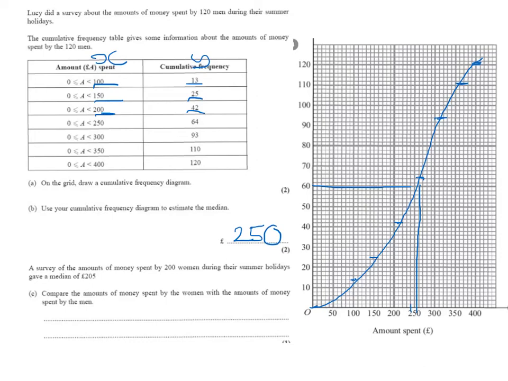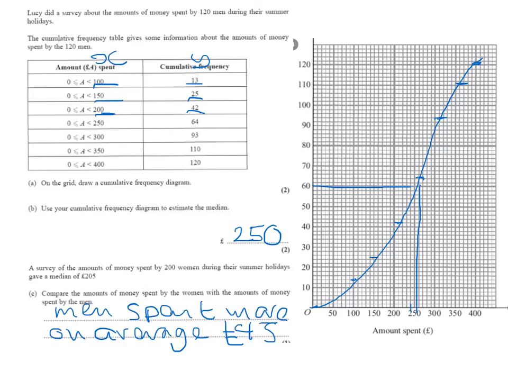Can we compare the amount of money spent by the women? We've been told that the women spent 205, and we're saying the men spend on average 250. So we're going to say then, in comparing the amounts, that men spent more. So the men have spent more on average by about £45, and that's the answer to this question.